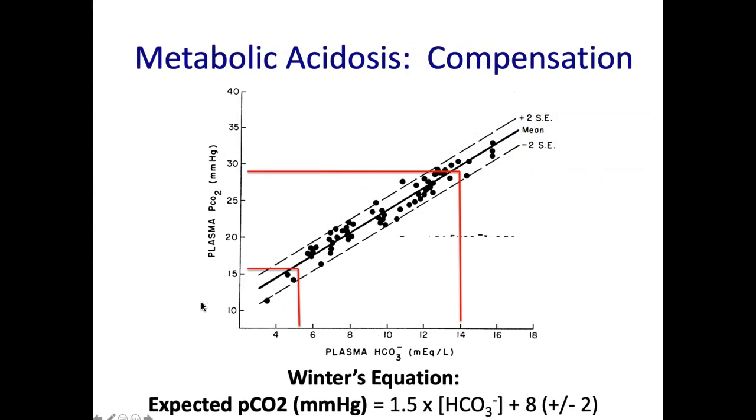This came from an old school study. Dr. Winter was a physician who was a pediatrician and did this study in newborns who are having profound diarrheal illnesses, and essentially, with simple algebra, solved the equation that became Winter's equation. So as you can see, as the plasma bicarbonate gets lower, the PCO2 gets lower and lower. And this is compensation for metabolic acidosis.